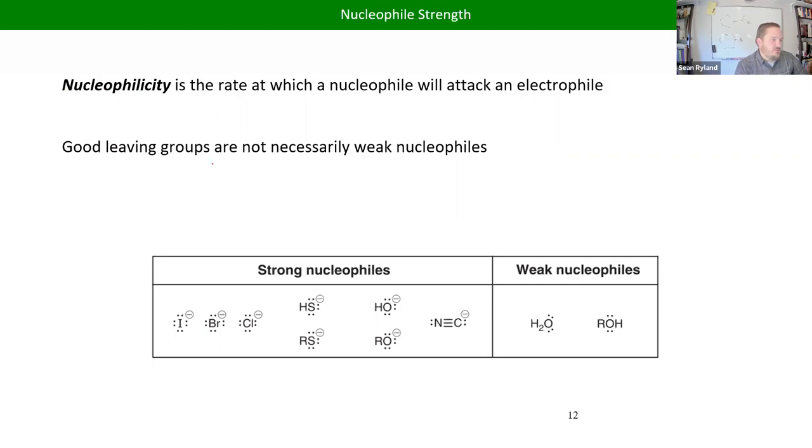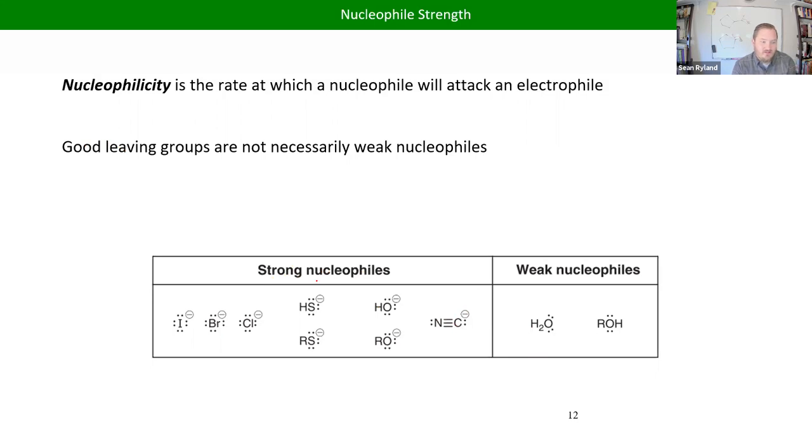And usually good leaving groups are also weak nucleophiles, because if they're good at leaving, it means that they're not very attracted to a positive charge. That's why they're able to leave. But there are some exceptions to that. And so in general, we're just going to have sort of two classes for these. When we explore elimination reactions next week, I have a good figure that breaks down all of this different information on one 8x11 sheet. But we basically have some general classifications.